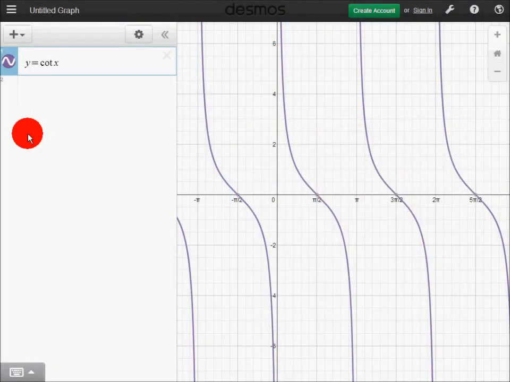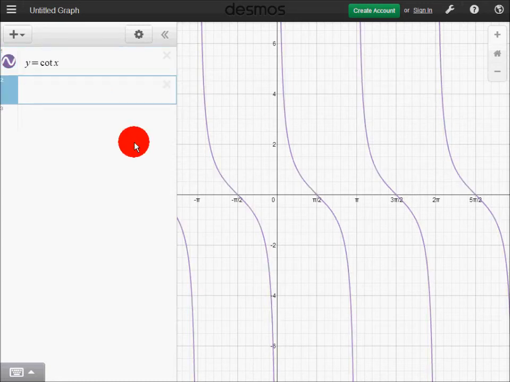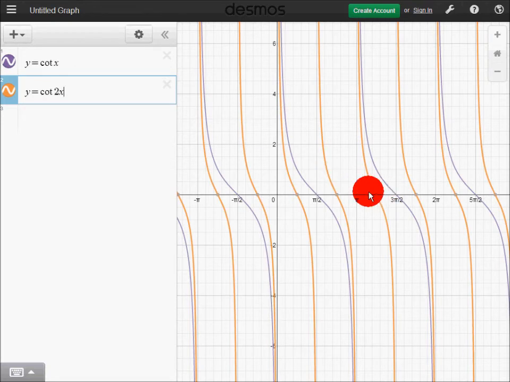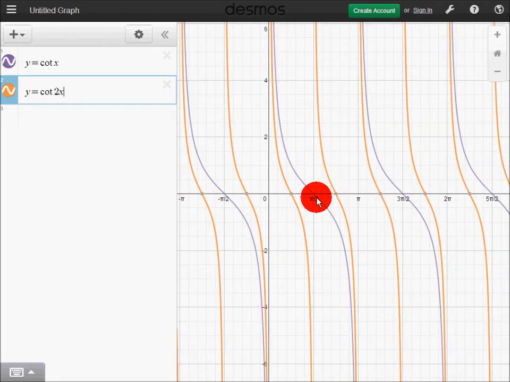So we're back on Desmos. You can see y equals cotangent of x. So now, if you play with the period and do y equals cotangent of x, cotangent of 2x, you will see that originally the period was pi, and now it's been cut in half. So the orange represents a horizontal compression of the original graph. So what used to take pi to do a whole cycle, now you cram it into pi over 2. And that's what the period does.